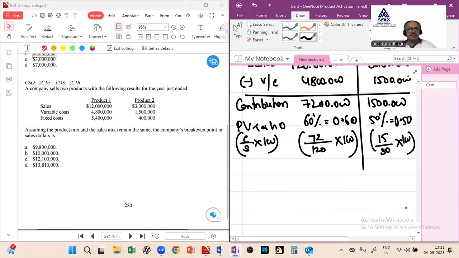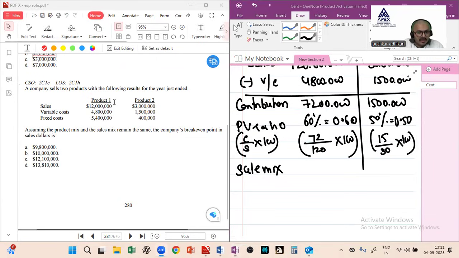Now, my dear students, we are talking about the company's break even point, the combined break even point. We have to take the sales mix. What is the sales mix? 1 crore 20 lakhs is to 30 lakhs.